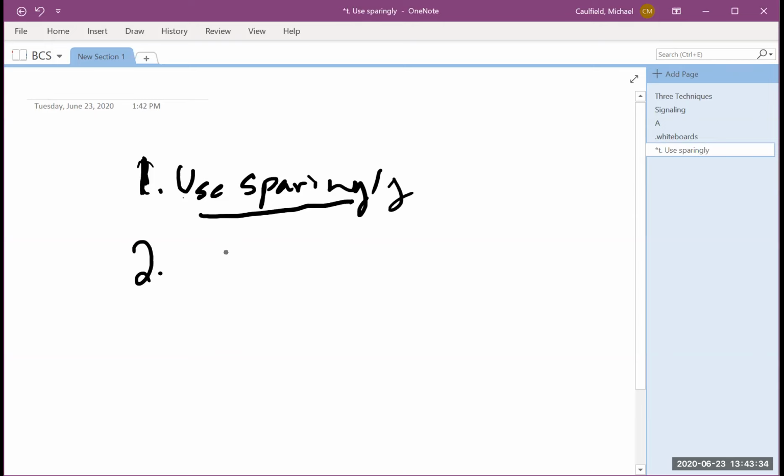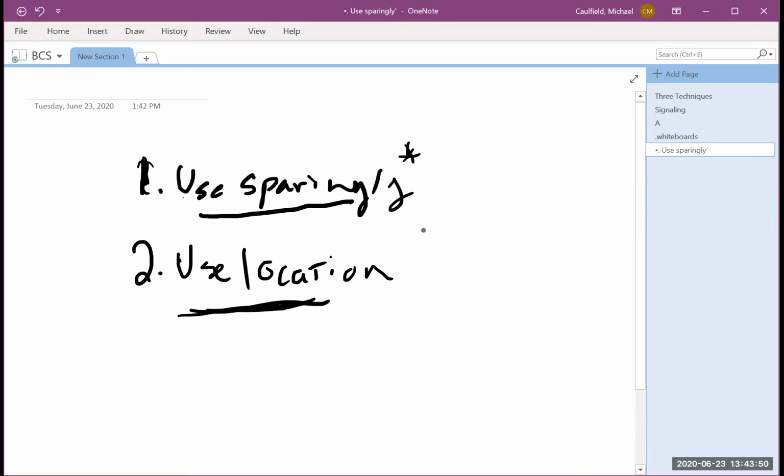Two, tie the guidance to where you are, right? Use location. And this is particularly important as we move online. So you know that I'm at this point here because that's what I just wrote. You know that this is what we're talking about, use location. You know that this was what we talked about previously, and now we're here, right?